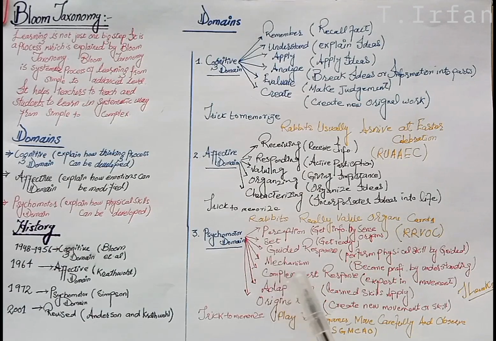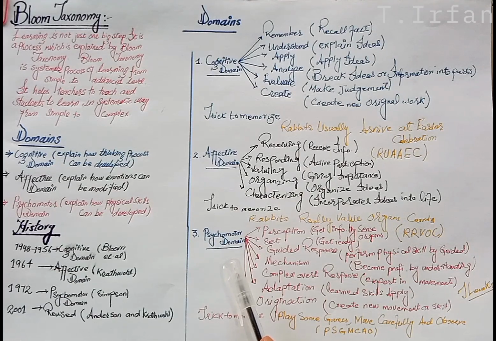Let us now try to understand the different levels of the psychomotor domain with another example. For example, in a musical class, the student in the first step will perceive or identify the different musical notes by their sound or by using sensory organs, watching or listening. After that, in the second level, set, he will become ready to play music. In the guided response level, he will learn to play music by getting information from the instructor.